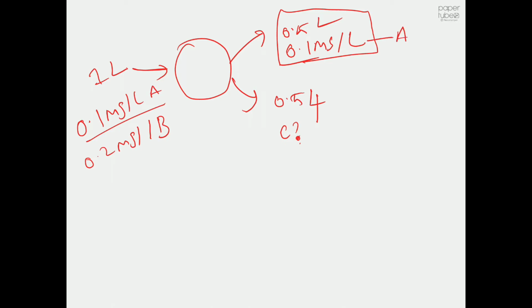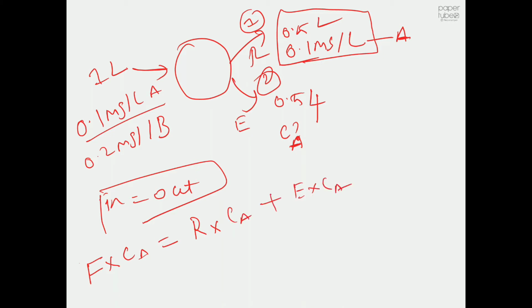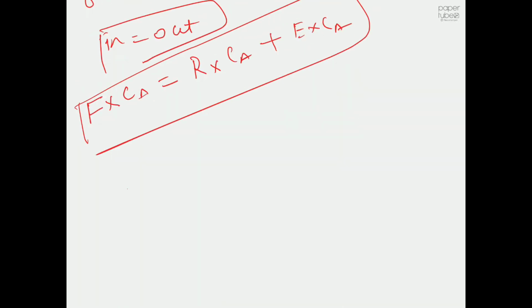So this is just component A. What will be the concentration of A in stream 2? You have to apply the same formula: mass in equals mass out. So F multiplied by the concentration of A equals, let's call the streams R and E, R multiplied by the concentration of A plus E multiplied by the concentration of A. The mass balance rule is the same.